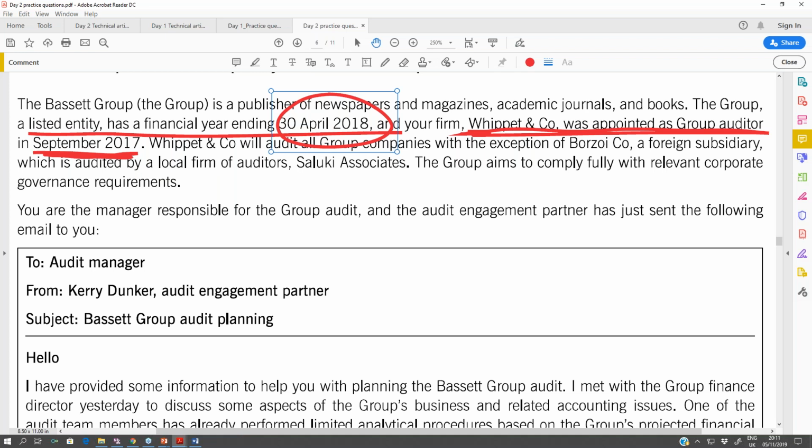The year ending is 30th April, right? I'll start the audit after the year end. But I was appointed in September 17, right? So will this be my first year audit for Bassett? And do you believe that when I'm doing the first year audit, I need to be more skeptical? The first year audit requires us to be more skeptical, right? So see how I picked that this is my first year audit.